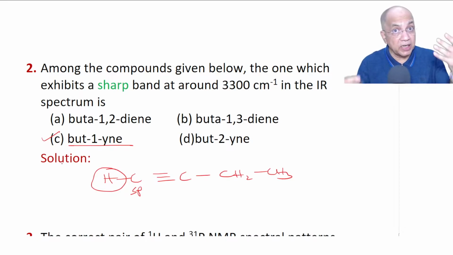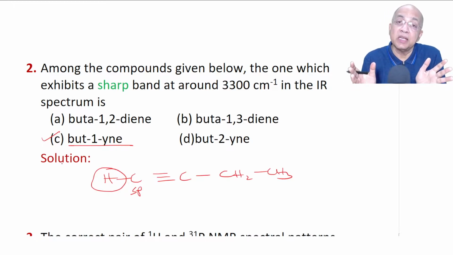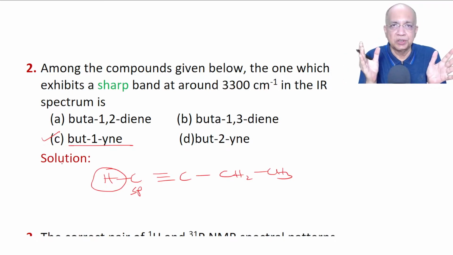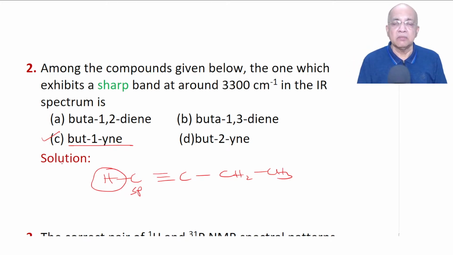I remind you that if it is an sp2 hybrid carbon CH stretching, then it will be slightly above 3000. That is aromatics and alkene. And if it is an sp3 hybrid CH, then it is a little less than 3000, 2900 some odd.